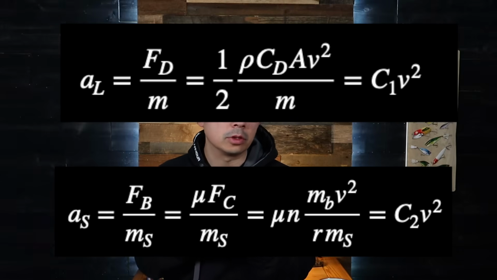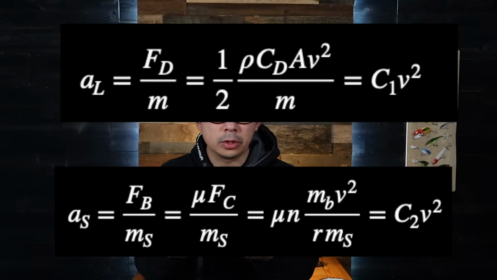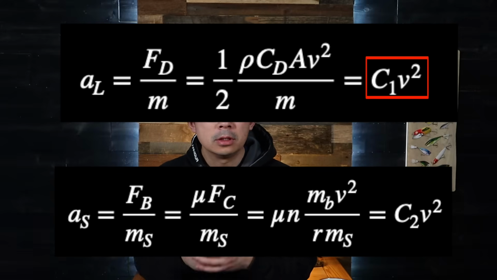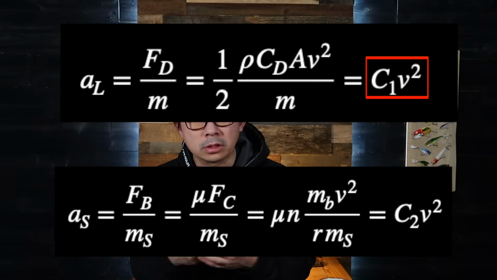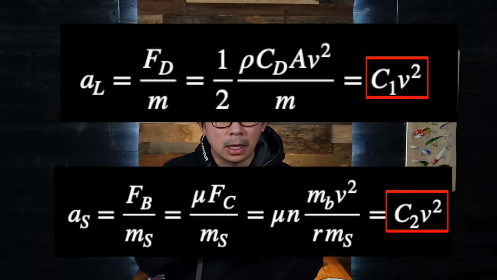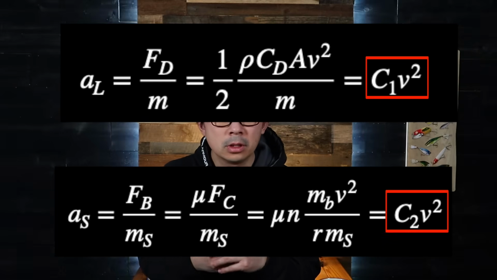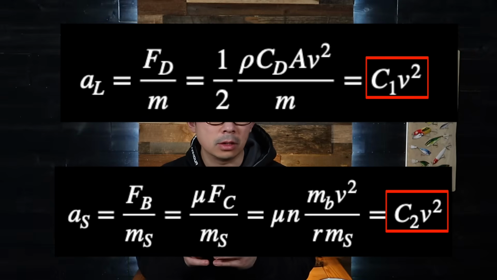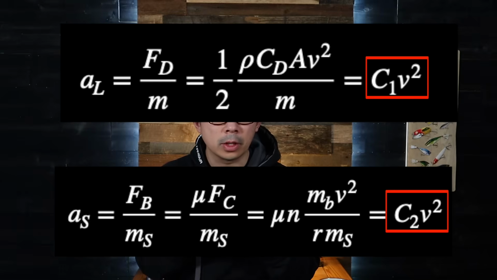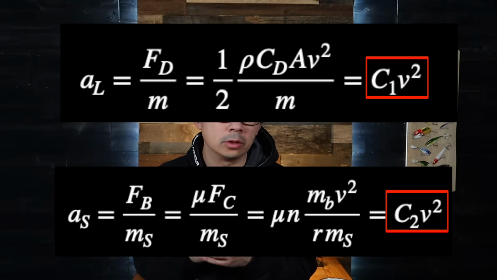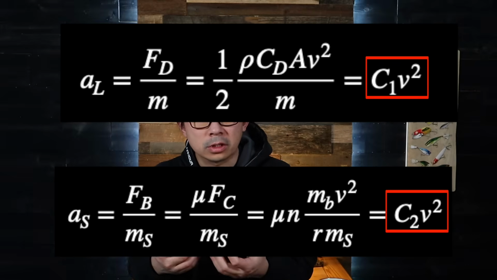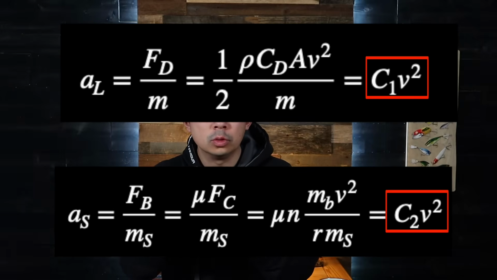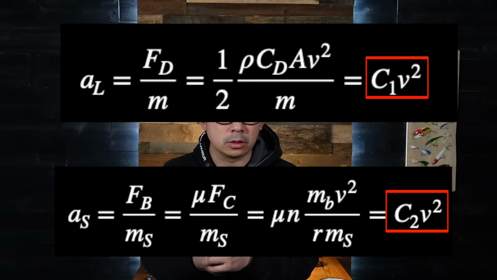And in each of those equations, for the lure deceleration, you get A lure equals C1 times V squared. For spool deceleration, you get A spool equals C2 times V squared. Now, do they look very similar? And what these tell us is the deceleration caused by air drag is proportional to the square of the lure velocity, while the spool deceleration caused by the centrifugal brake is also proportional to the square of the spool velocity.